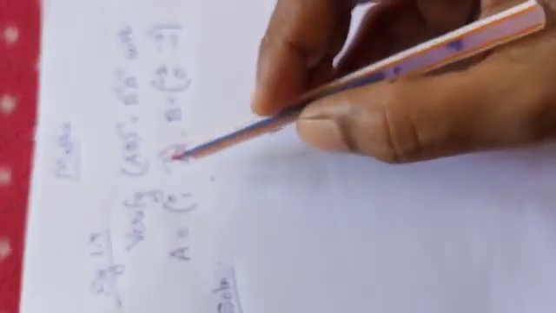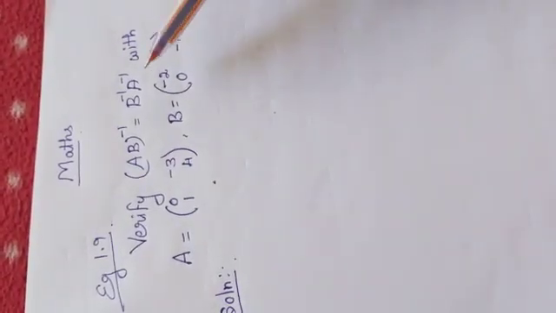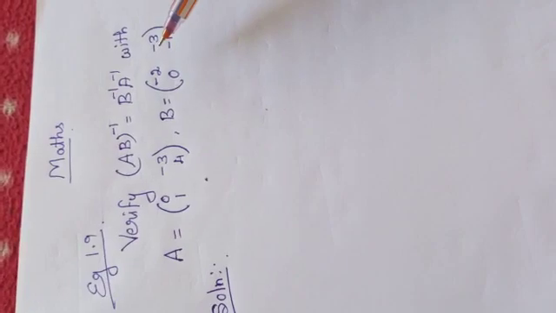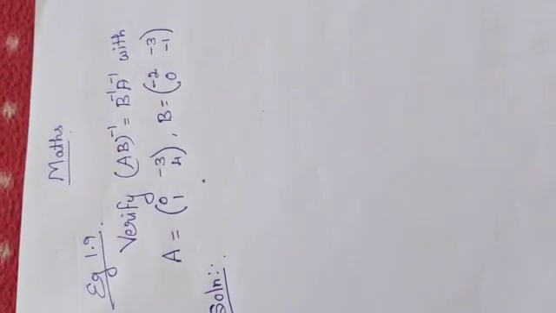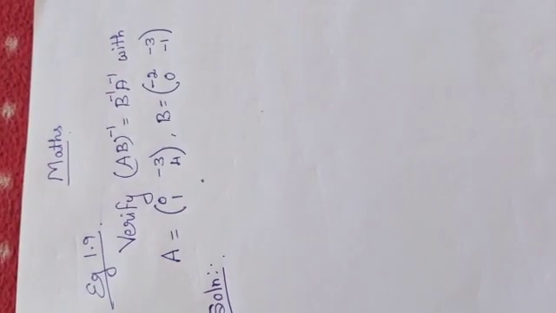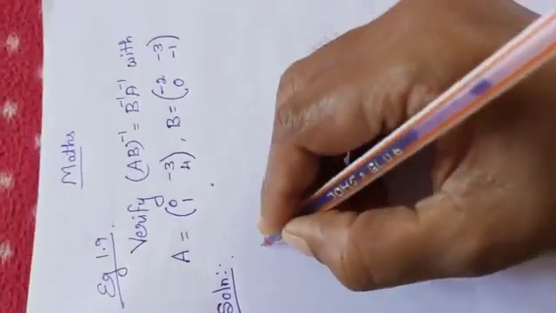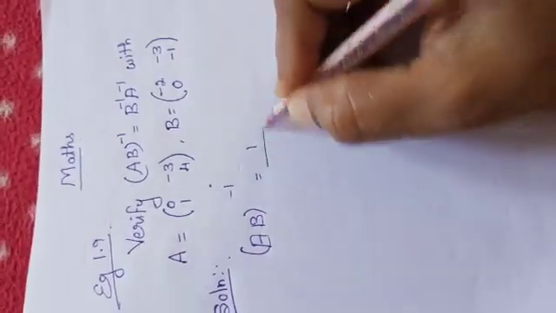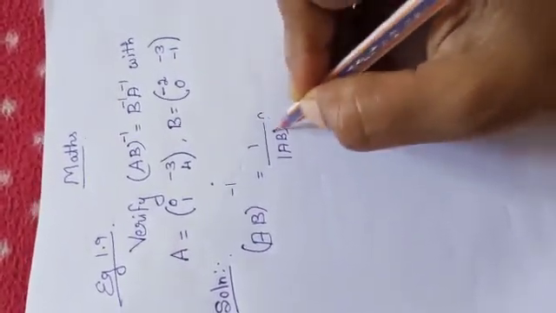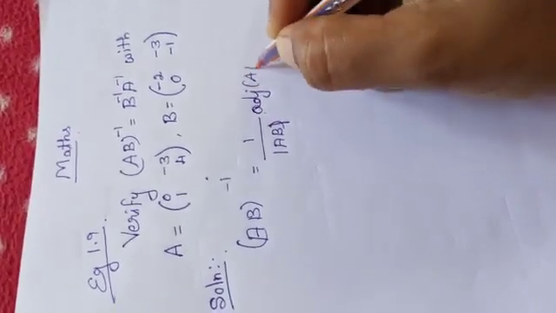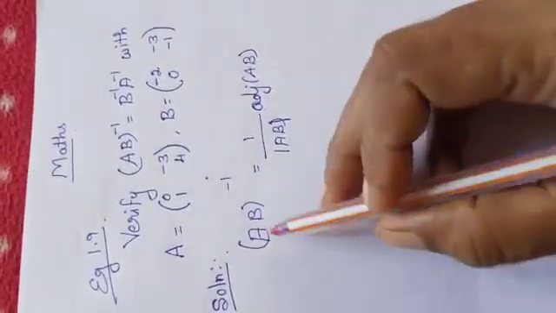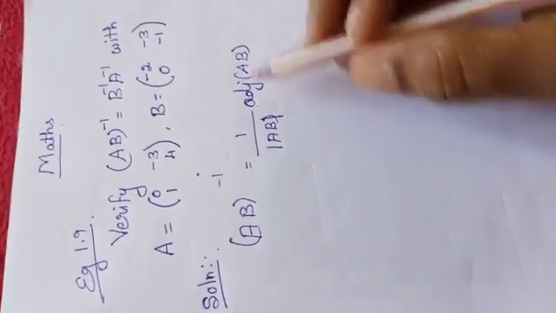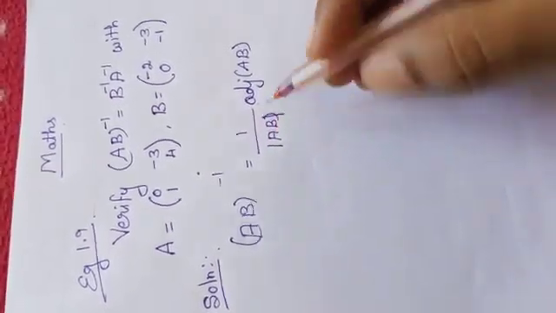Example 1.9: verify that (AB) inverse is equal to B inverse into A inverse, where A is a 2 by 2 matrix and B is also a 2 by 2 matrix. Simple problem. AB inverse, what is the formula? AB inverse is equal to 1 by determinant AB into adj AB, right? So, A inverse means 1 by determinant A into adj A. Since it is AB, 1 by determinant AB into adj AB. For all these things, we first need A into B.